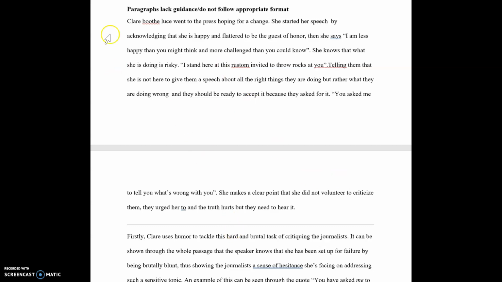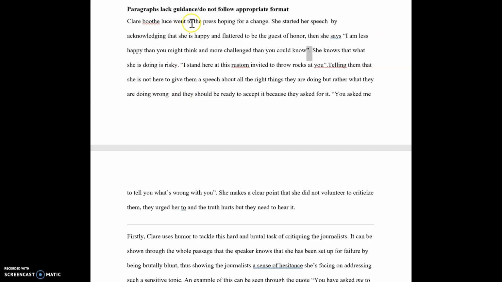So what am I talking about when I'm saying you don't have an appropriate format? If we look at this paragraph, "Clare Boothe Luce went to the press hoping for change." Okay. This sentence on itself tells me nothing about this paragraph. Let's see if the second sentence does. "She started her speech by acknowledging that she is happy and flattered to be a guest of honor." This is true for those of you that didn't read the speech. She does start by saying, I'm flattered, I'm the guest of honor, blah, blah, blah. And then we get directly into quotations. But here's the problem. Now, officially at this point, we're halfway through the paragraph. I still don't know what you're talking about. There's no direction, none. I have no idea.